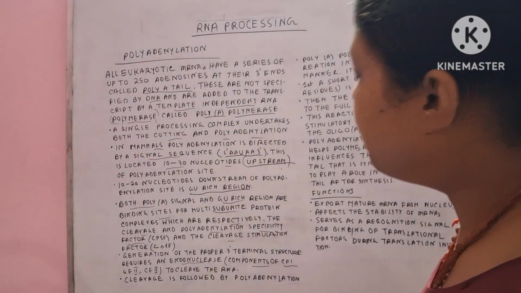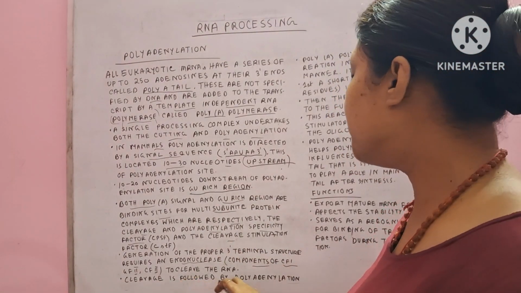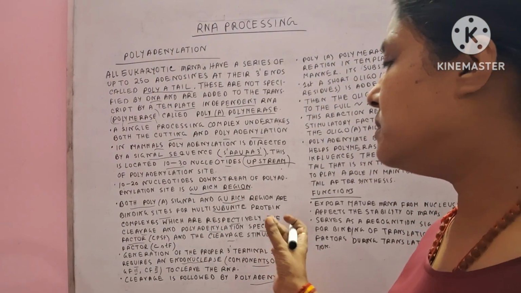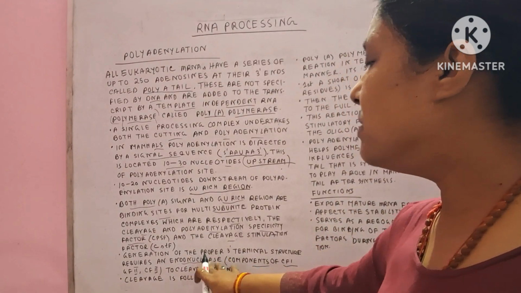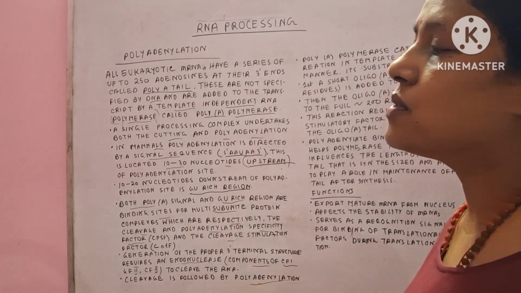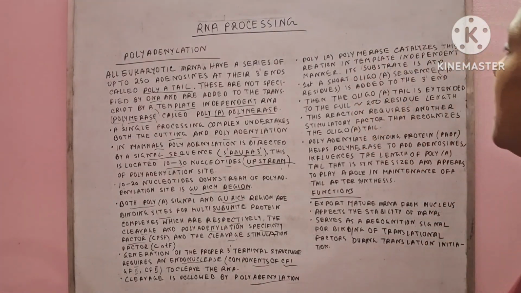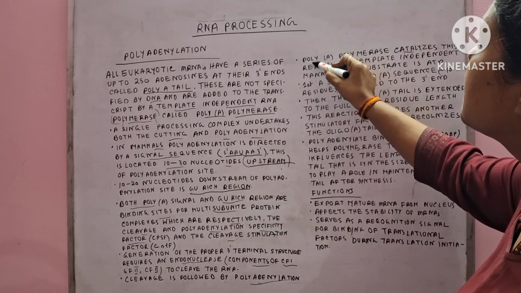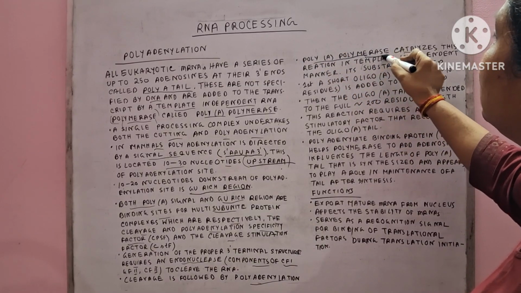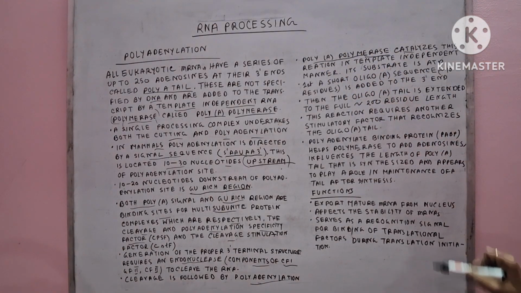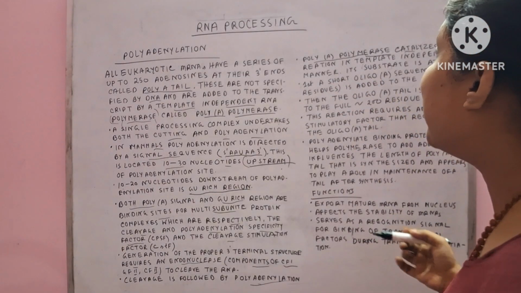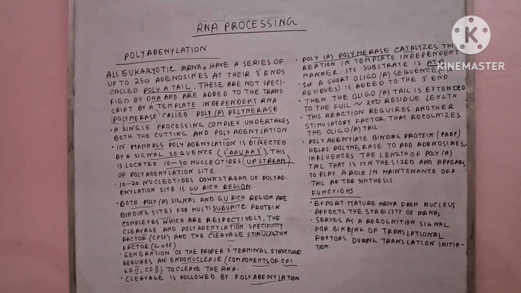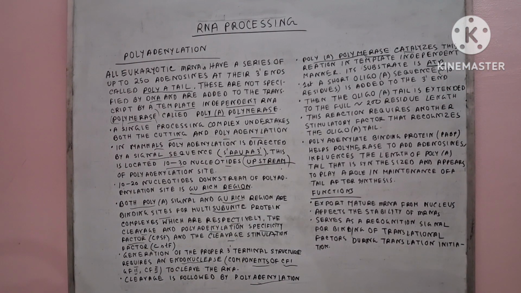Then cleavage is followed in the next step. The cleavage is followed by the polyadenylation. So after cleavage or cutting of the mRNA by the endonuclease, the polyadenylation process starts. And the poly A polymerase is the enzyme that catalyzes the reaction. Which reaction? Polyadenylation reaction. And obviously an important role is played by the ATP, adenosine triphosphate.